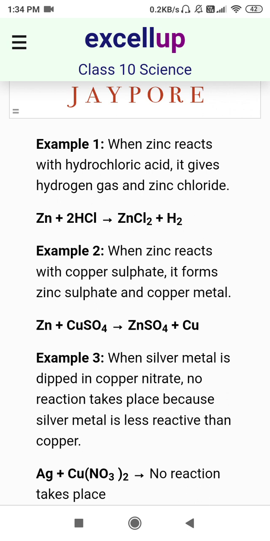What happens when zinc reacts with hydrochloric acid? Zinc is more reactive than hydrogen. So zinc will displace hydrogen from hydrochloric acid and it will form zinc chloride. The equation is Zn plus 2HCl is equal to ZnCl2 plus H2. Another example is when zinc reacts with copper sulfate. It forms zinc sulfate and copper metal. The equation is Zn plus CuSO4, that is copper sulfate, is equal to ZnSO4 plus Cu.